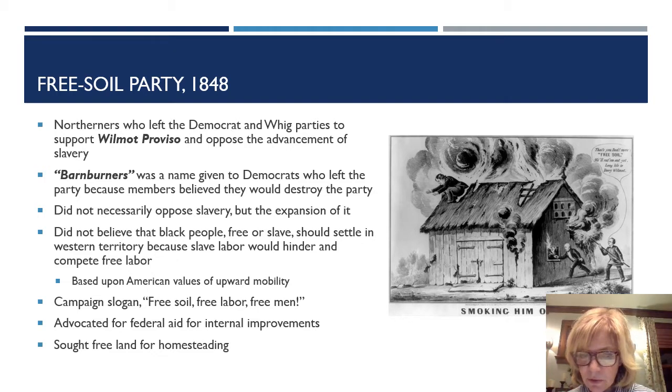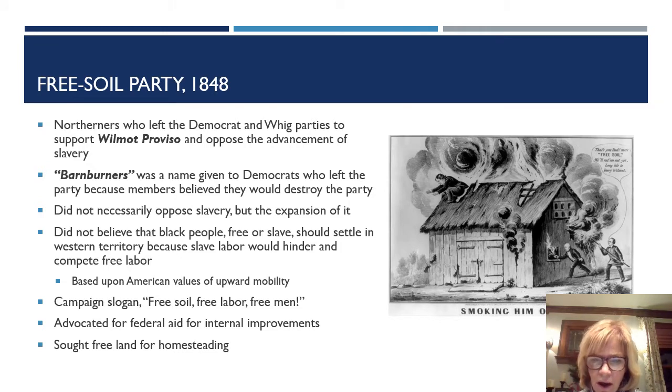The individuals who are burning the barn are Martin Van Buren and his son. This is kind of a play on people saying that if Democrats leave the Democratic Party, then they're going to ruin it, much as if a farmer were going to burn a barn to get rid of the rats, then you no longer have the barn, right? You got rid of the rats, but you don't have the barn.